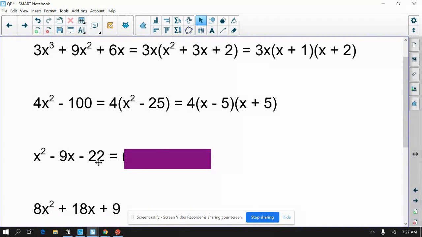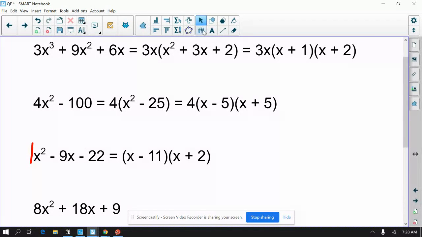Here, there's no GCF besides 1. So when the GCF is 1, you don't take it out because dividing by 1 doesn't change anything. But again, this is another trinomial where the a value is positive 1, which makes our job a lot easier. All we have to do is find two numbers that multiply to -22 and add to -9. Those two numbers are -11 and 2. So this factors into x minus 11, x plus 2.